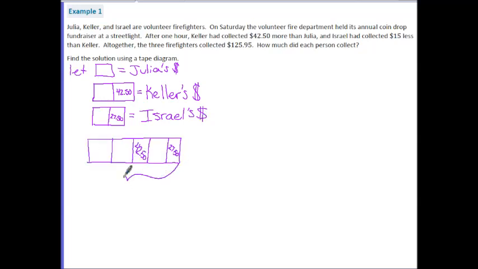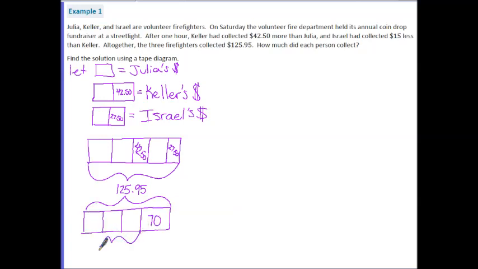The total value of the bar is $125.95. Now we know that we're going to want to rearrange this bar and put together our like terms, so we're going to create an equivalent bar, so it still has a value of $125.95. So if I isolate this part of the bar, we can subtract 70 from $125.95, and that will give us $55.95.